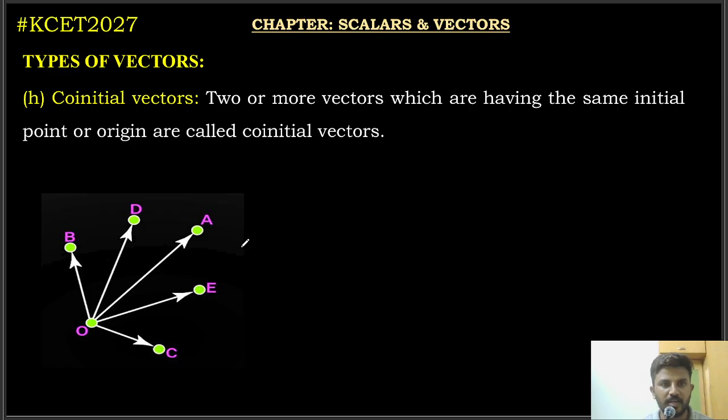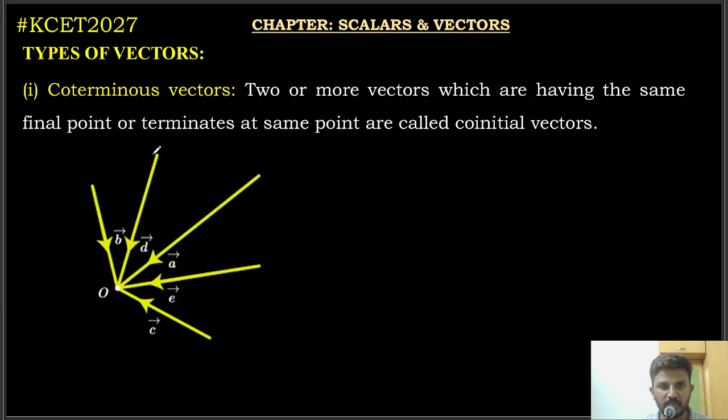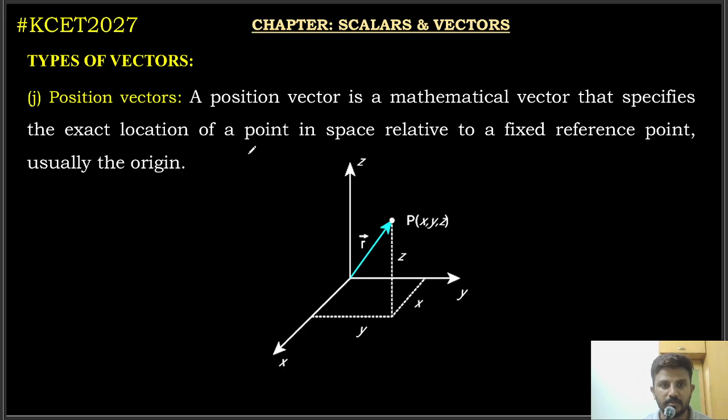Okay. Then we have co-initial vectors. As the name indicates, the initial point or the origin will be the same for these vectors. They start from the same point and extend in different directions like this. Then we have co-terminus vectors. That means all the vectors are going to meet at the same point. This is called co-terminus vectors. Clear?